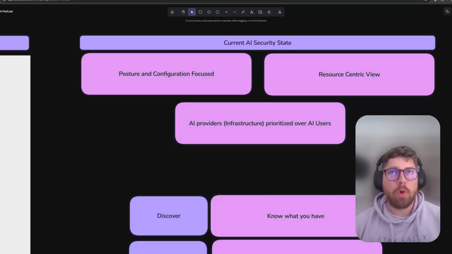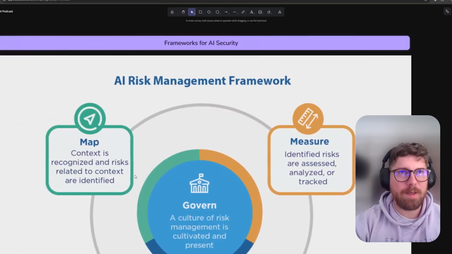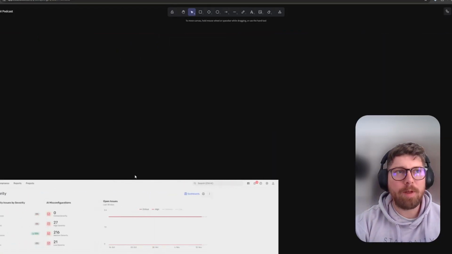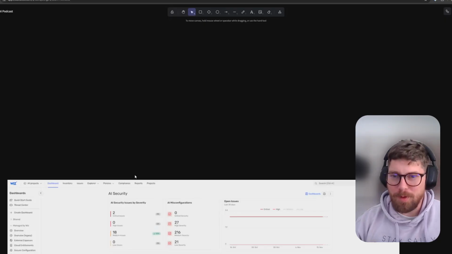When I think about the current state of AI security, there are a few things that really stick out to me. I wonder, maybe I have it over here. Let's see, actually. I have it running. Oh, I do. Nice.